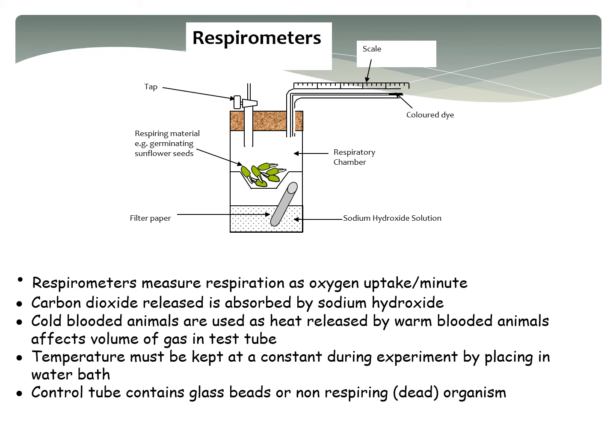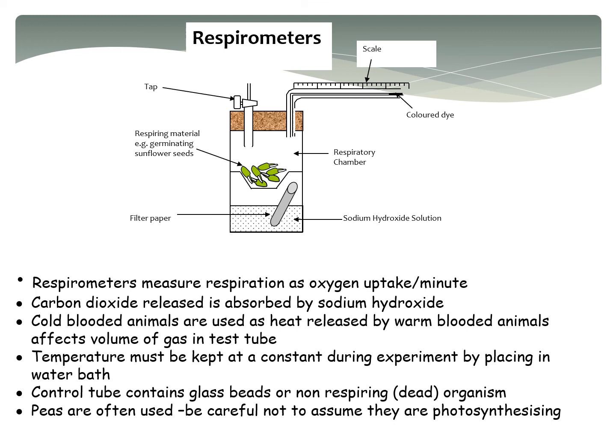Controls are always there to act as a comparison, to prove that whatever you're looking at is having the effect. For this experiment, it would be to prove that the germinating sunflower seeds are having an effect. So you'd set up the exact same experiment, except you'd replace the germinating peas with glass beads. What would be expected is that the coloured dye would stay in exactly the same place, which would prove that your germinating sunflower seeds were having the effect and causing the oxygen uptake per minute. Peas are often used, but be careful not to assume that they are photosynthesizing.